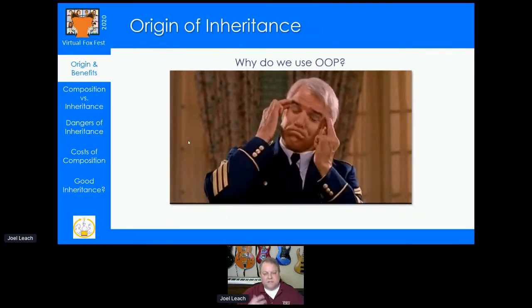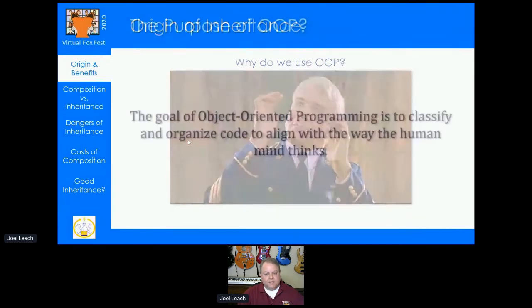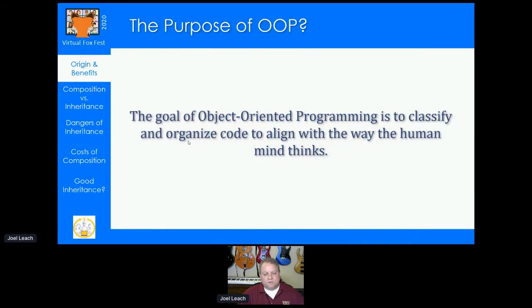But after researching the topic, I have gathered the following. The goal of object-oriented programming is to classify and organize code to align with the way the human mind thinks. So Grady Booch in his book talked about how it's all about managing this ever-growing complexity in software. It's about acknowledging the limitations of the human mind and reducing the cognitive load on developers. And by aligning with this way of human thinking, it's really just about making these systems easier to understand.